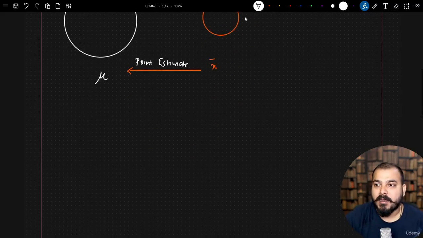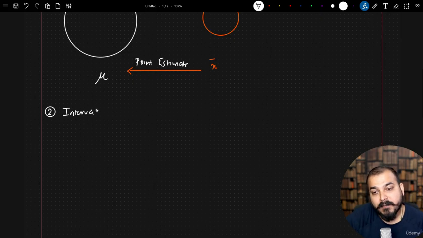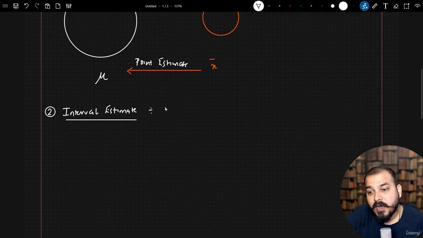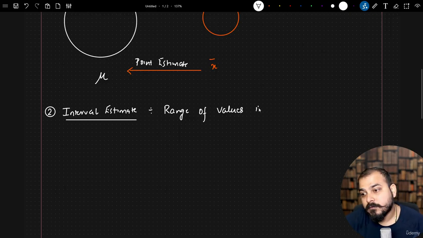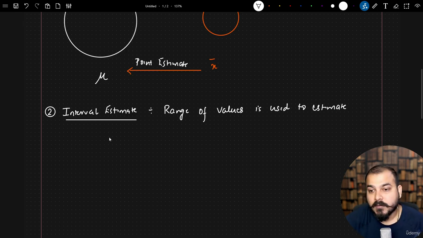Now coming to the second type. What is the second type of estimate? We say this is an interval estimate. In an interval estimate, a range of values is used to estimate an unknown population parameter.